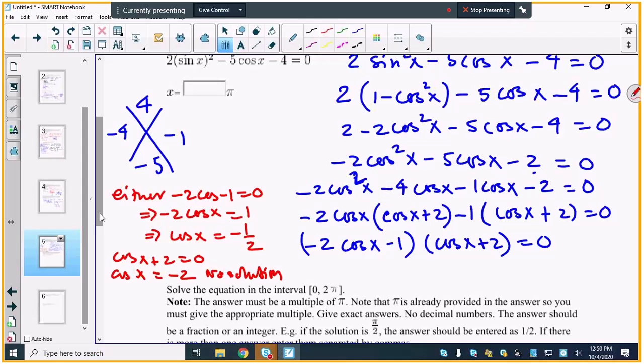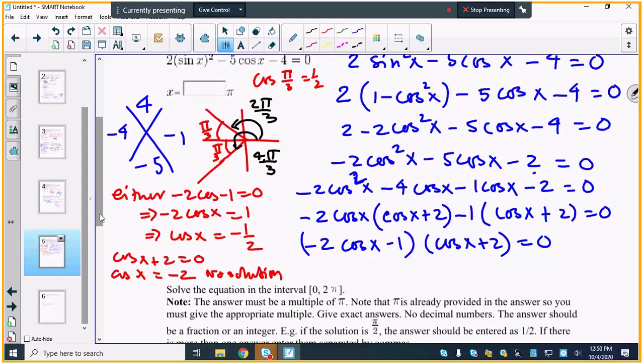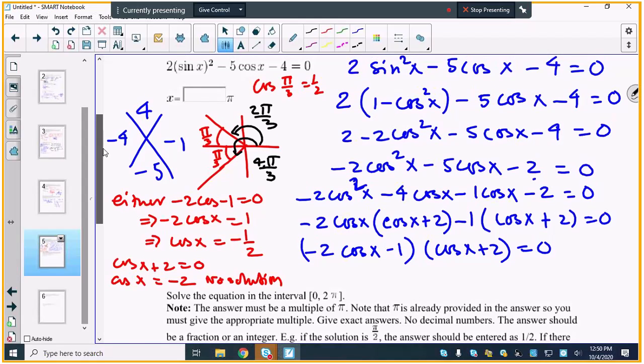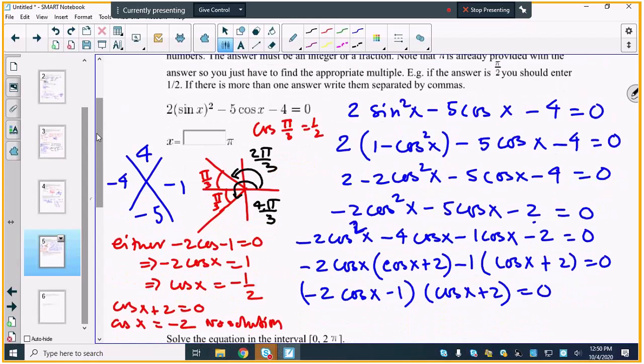But cosine is negative in the second or the third quadrant, and cosine is 1/2 at pi over 3. So either the reference angle is pi over 3 in the second quadrant, or it is pi over 3 in the third quadrant. So standard positions will be pi minus pi over 3, which is 2 pi over 3, or pi plus pi over 3, which is 4 pi over 3. And these are the only two angles between 0 and 2 pi where we will get negative 1/2 for cosine, and that's what we needed. So the coefficients we're going to write as 2/3 and 4/3.